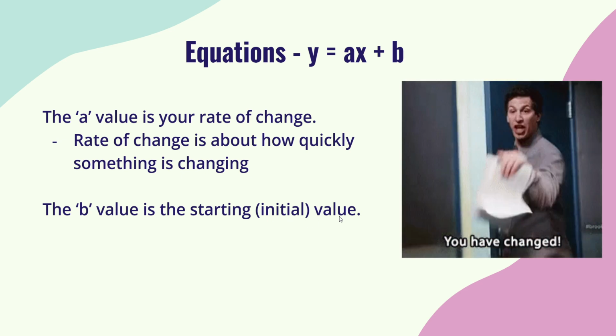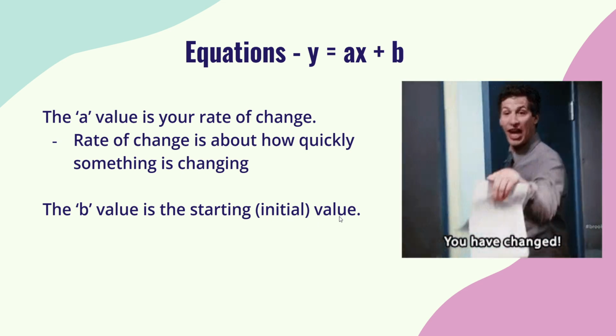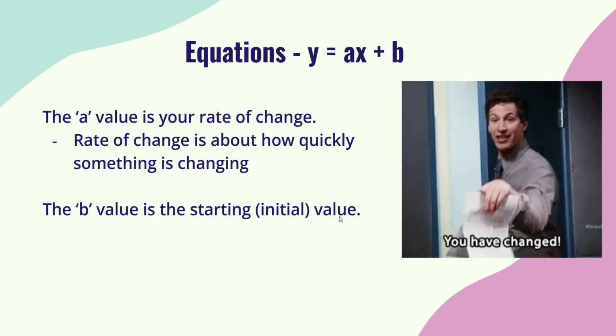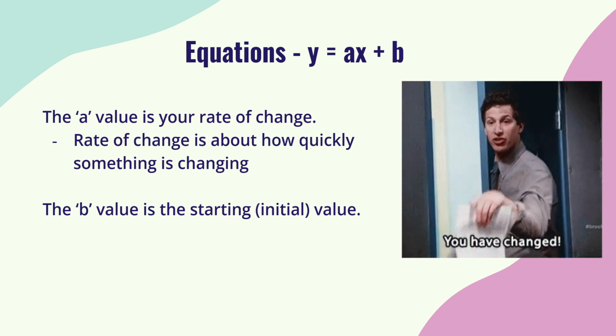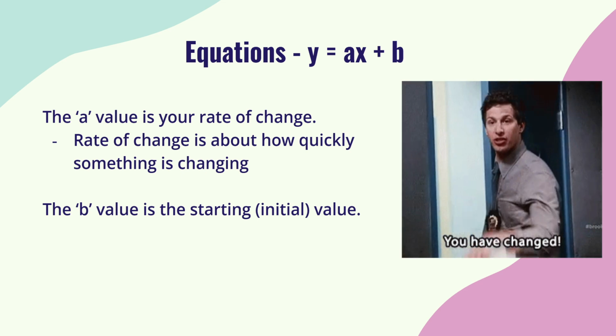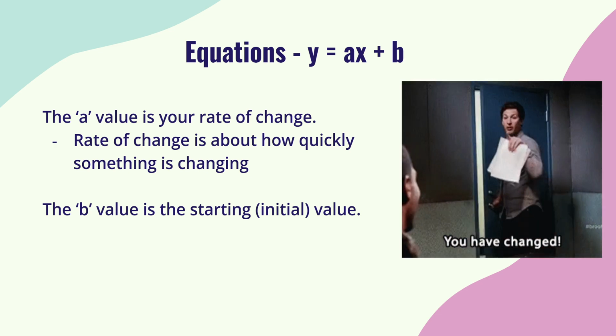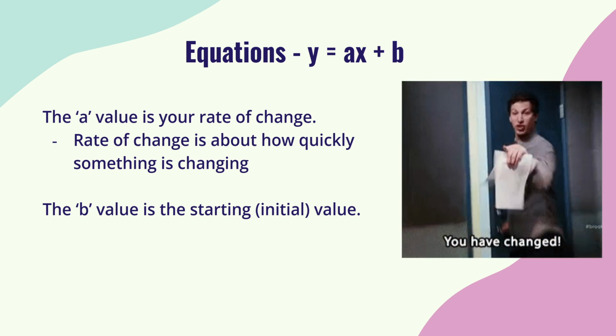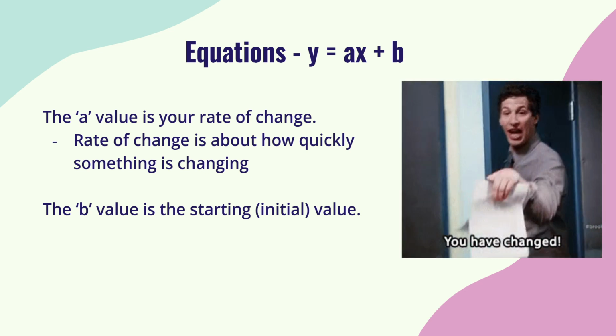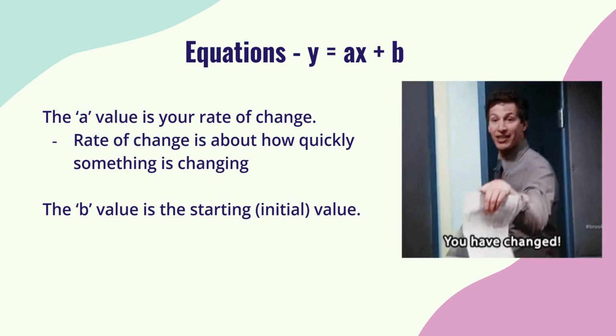And your a value is the rate of change, and the b value is your starting or initial value. So in the example, tell me, what was your initial value? Well, it was 4, because when we got in the cab, there was $4 on the meter, and we hadn't even gone anywhere. Now, as they drove to the concert, it was adding $2 each time a kilometer passed, and that would be our rate of change.